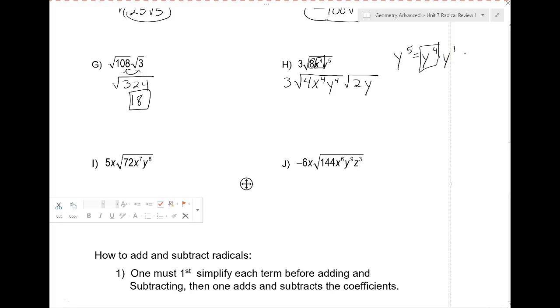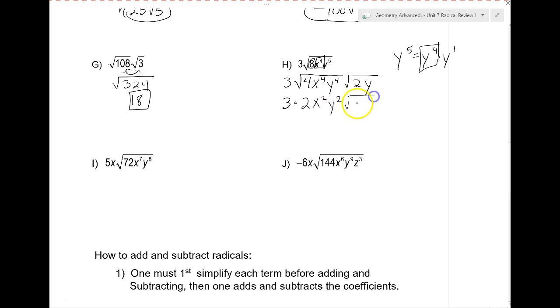Then I'm going to take my square roots. So I get 3 times, well, what's the square root of 4? Well, that's 2. The square root of x to the 4th is going to be x squared, because x squared times x squared is x to the 4th. Square root of y to the 4th is y squared. And then I get times the square root of 2y. And then I multiply things together. I get 6 x squared y squared times the square root of 2y.